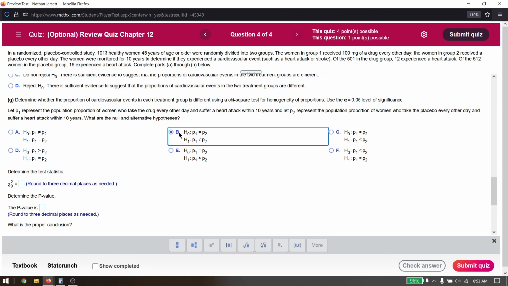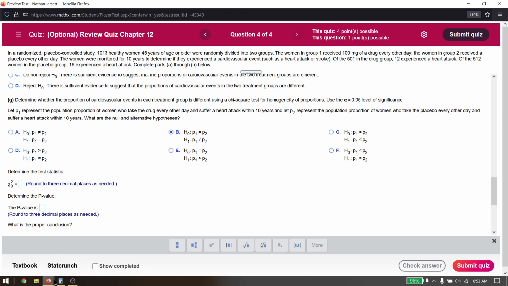Are they not equal? Since there's only two of them, that's why it's P1 equals P2. But if there was more, it'd be P1 equals P2 equals P3 equals P4, and then P1 does not equal P2, does not equal P3, does not equal P4. That's the idea.